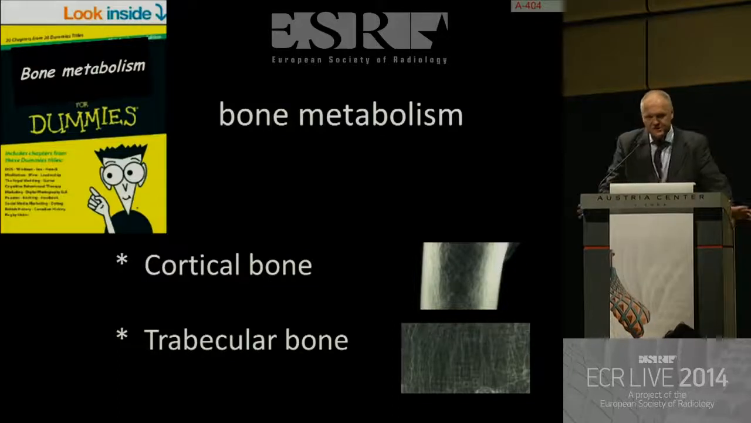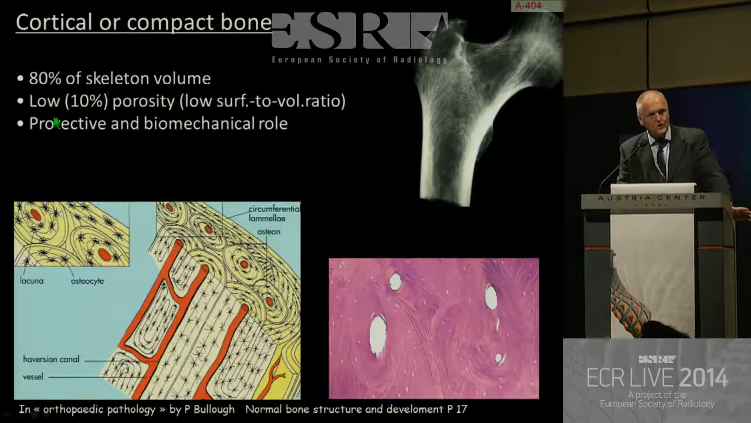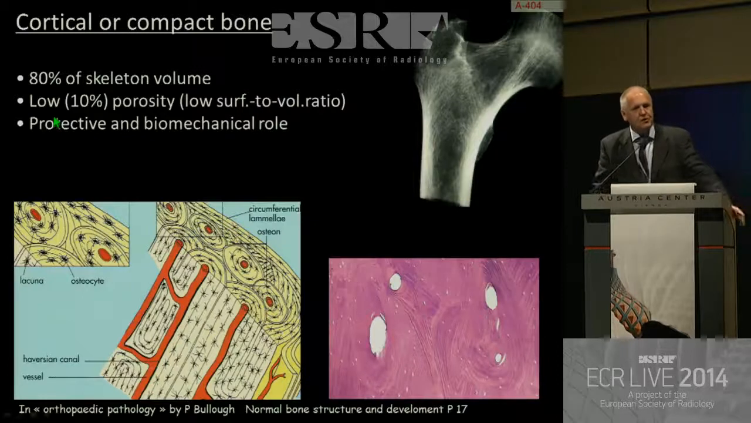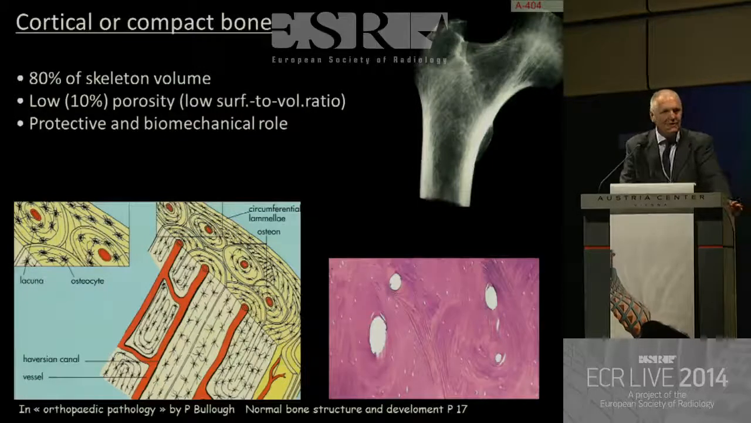For the dummies, just a few words to remind you about bone metabolism. There are two different sorts of bone in this femur. One is the cortical bone, the other one is the trabecular bone. The cortical bone is the largest amount of bone in our skeleton. It's about 80% of the bone volume that we have, but it has a very limited metabolic role to play. It's only a protective role and a biomechanical role to move.